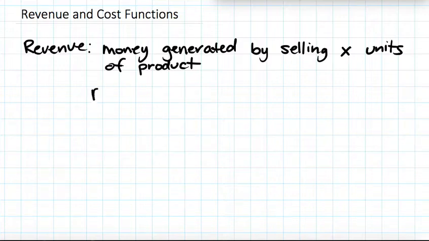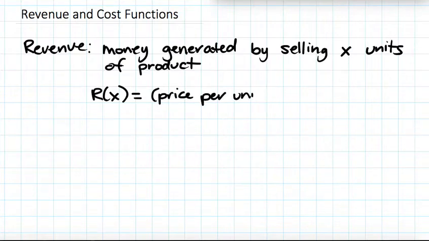The revenue function, R of X, is multiplying the price per unit sold times the number of products that we sell, which is X. So to find the revenue for the business, you multiply how much you sell each product for times the number of products that you sell. And that gives you the total amount of money that you have coming in.